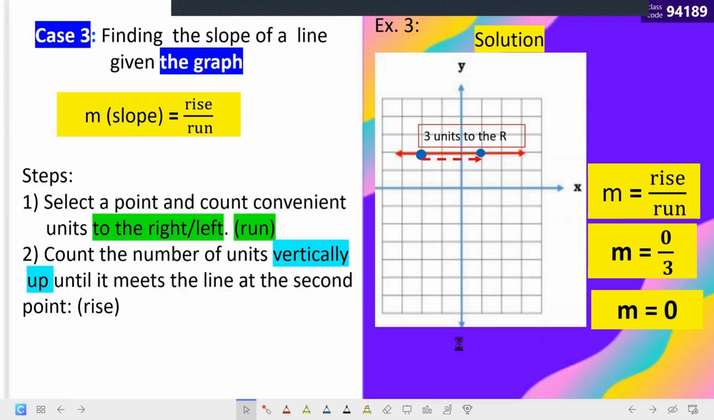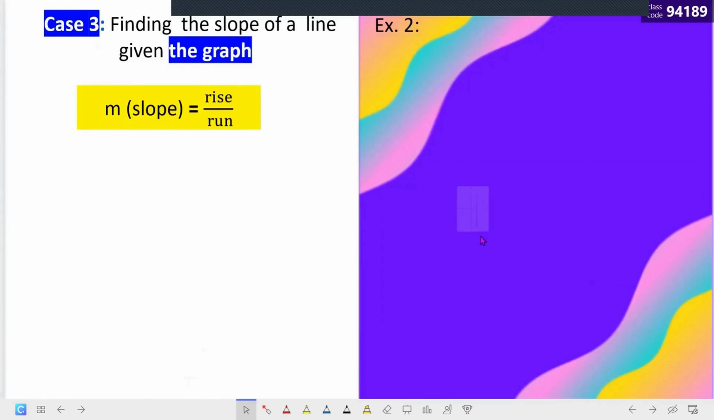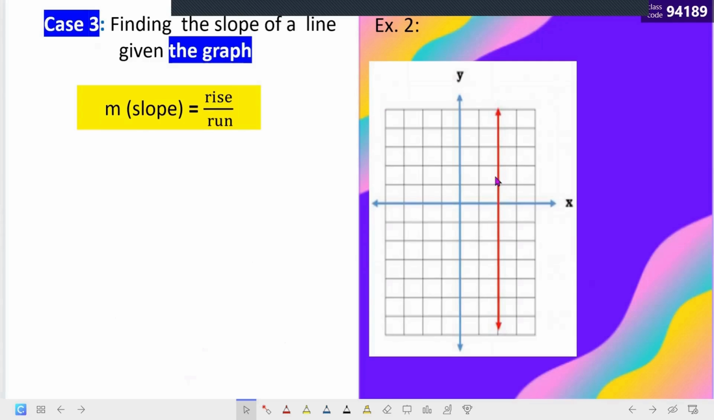So you can conclude that the slope of any horizontal line, any line that is parallel to the x-axis, is 0. All right? Now, what about if the graph is something like this. It is a line that is parallel to the y-axis this time. It is a vertical line, parallel to the y-axis. A while ago, we had a horizontal line in the previous example. Now, how do we get the slope of this line?